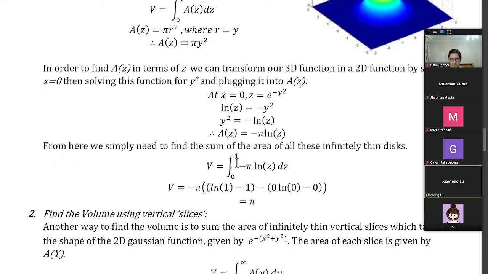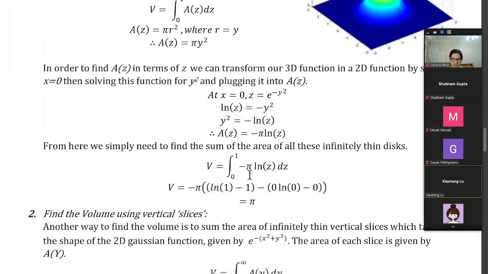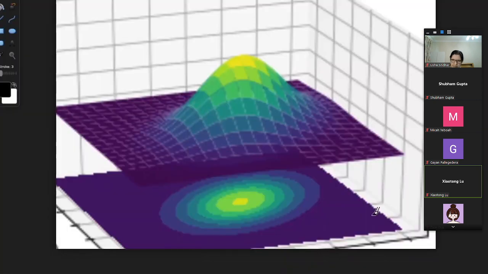Then we simply need to integrate this area between 0 and 1, since that's the height of the Gaussian. So from 0 up to 1. Then we're given the volume here, which is negative pi times this, which is negative 1, and we end up with the volume as pi.